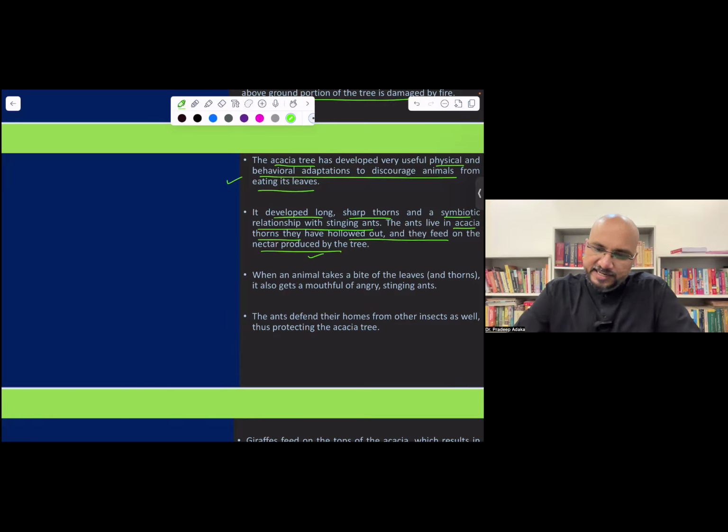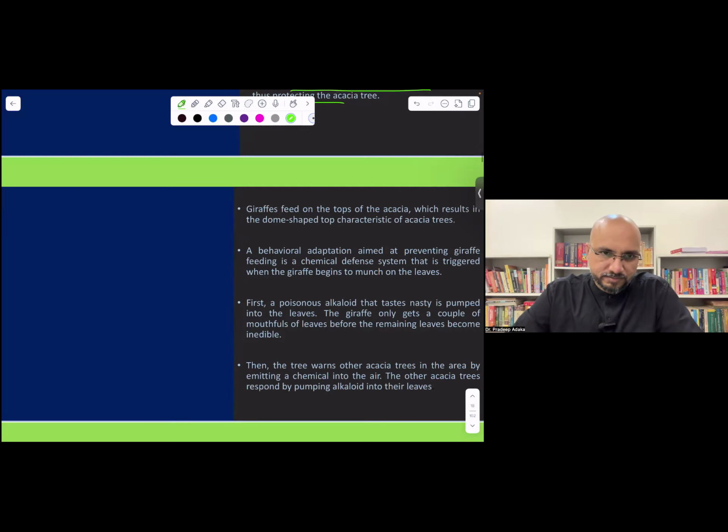So they have shelter and they have food. What are ants giving? Ants are providing protection from herbivores. Ants will sting the herbivores, preventing them from eating the plant. So when an animal takes a bite of the leaves, it also gets a mouthful of angry stinging ants. So the acacia tree is getting protection. This is service-resource mutualism. Ants defend their homes from other insects as well as protecting the acacia tree. So this is another adaptation.